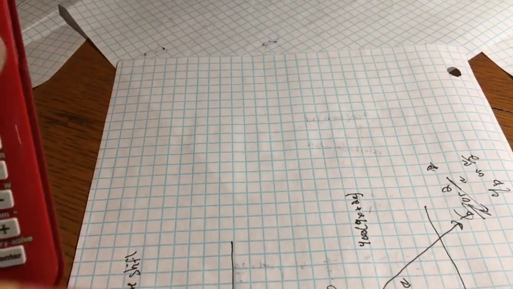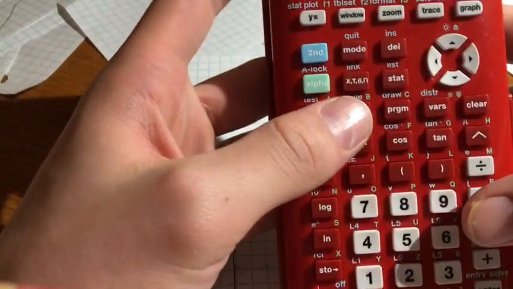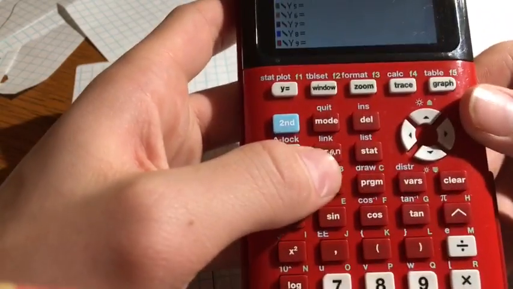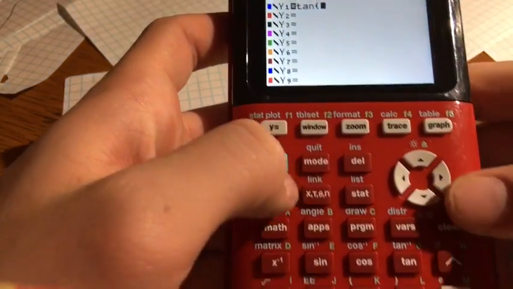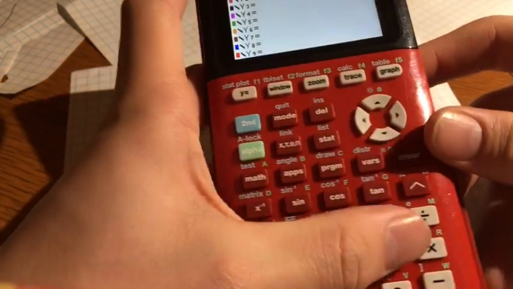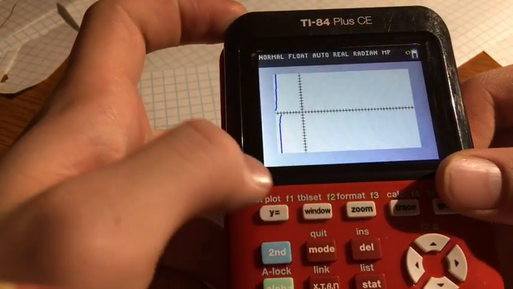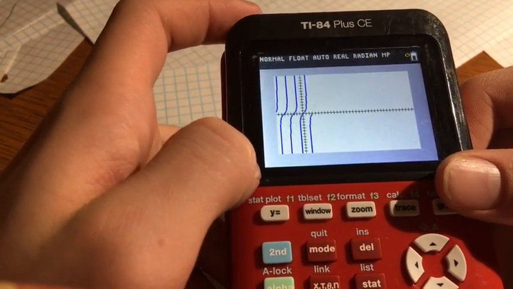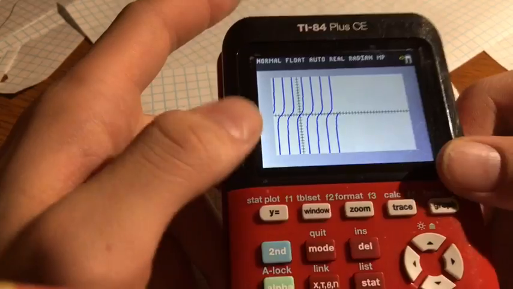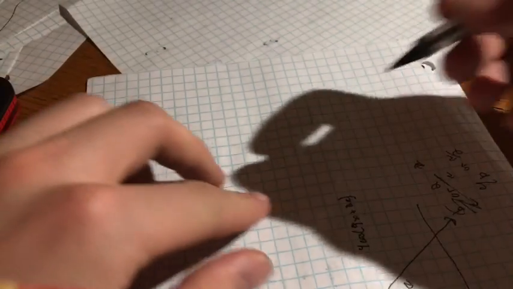Okay, so we've already learned about the graphs of sine and cosine. But what about the other trigonometric functions? Let's look at the graph of tangent. Looks way different from the graphs of sine and cosine. But in reality, it's not that different. Let's graph it.